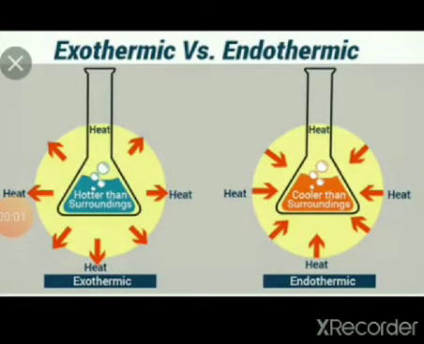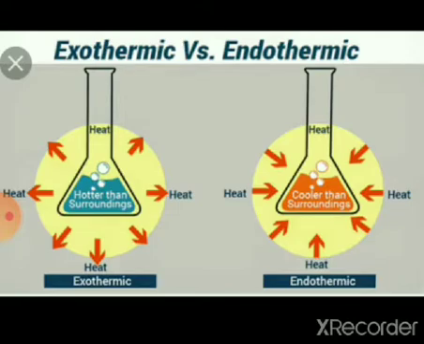Exothermic and endothermic reactions. When we study chemical reactions, we come to know that there are two types of chemical reactions, one in which energy is released and the other in which energy is absorbed.